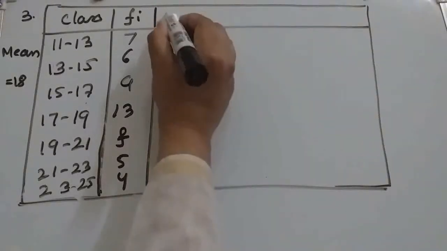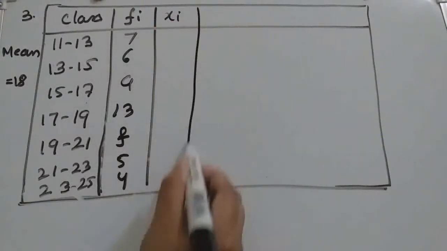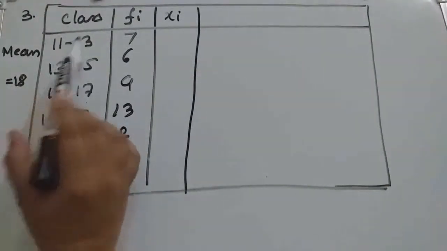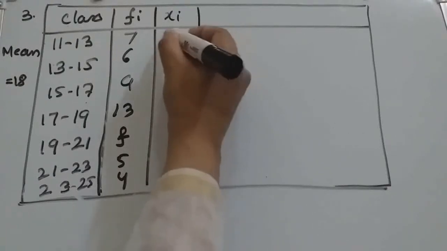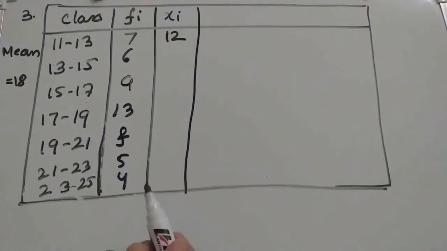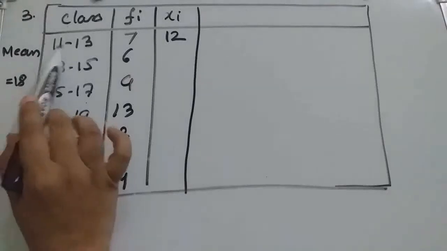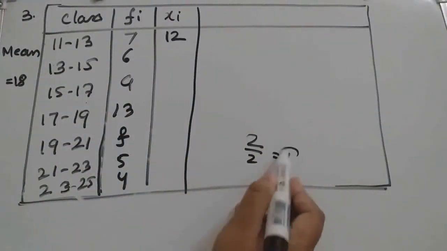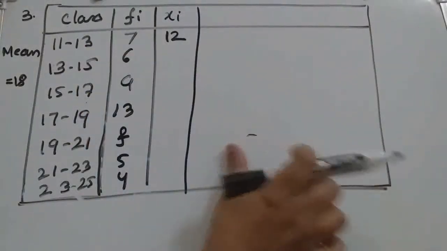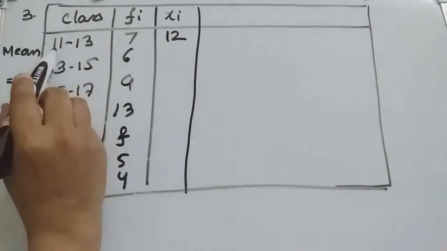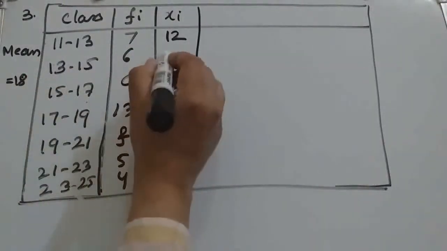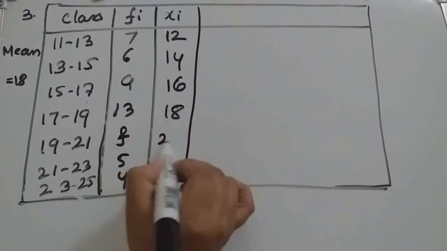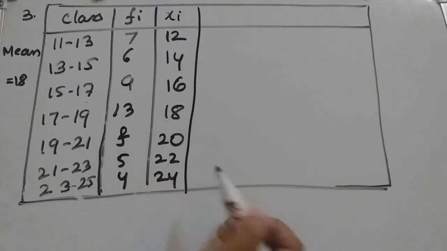Now first we will find the class mark. The class mark of the class 11 to 13 is the middle number, which will be 12, isn't it? Or by using the formula also you can find. Or by using the trick: 13 minus 11 is 2, 2 by 2 is 1. So this 1 you can add to each lower limit to get the class mark. 11 plus 1 is 12, 13 plus 1 is 14, 16, 18, 20, 22 and 24.